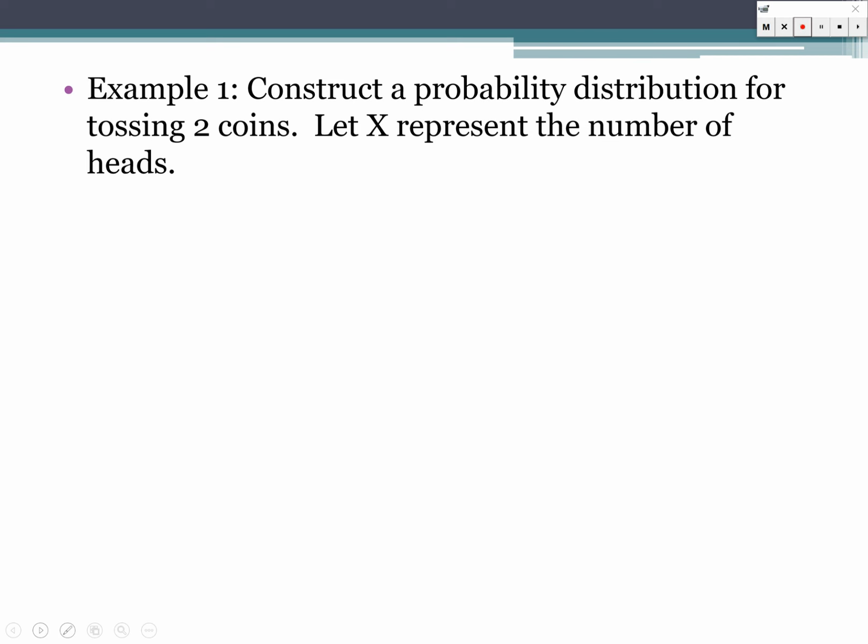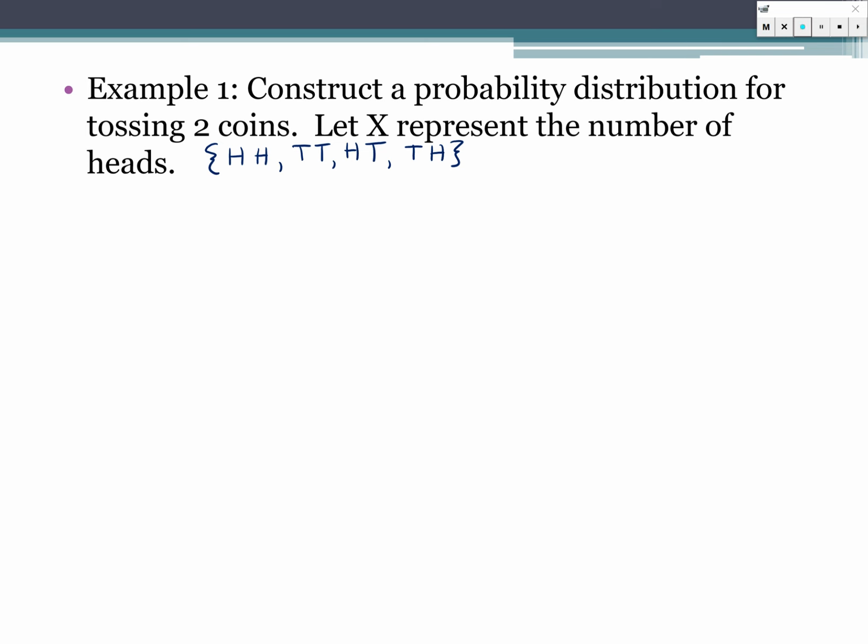So let's take a look at how we would actually go about constructing a probability distribution. We're going to start pretty simple. We're going to look at tossing two coins, and we're going to let X represent the number of heads. Let's first recall the sample space, which I believe we've constructed before. If I toss two coins, my possible outcomes are: I could get heads on both coins, I could get tails on both coins, I could get a head on coin 1 and a tail on coin 2, or a tail on coin 1 and a head on coin 2.